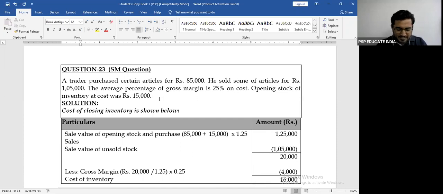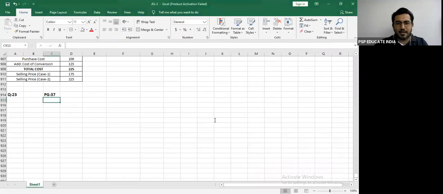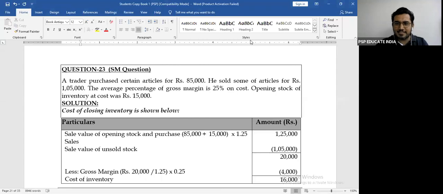Now you would have studied this in the 10th standard. If something is 25% of the cost, how much of the selling price? Quickly on the chat box. If something is 25% of cost, how much on the selling price? 20%? Okay, so we can also take it that way. 20% of the selling price, 25% on cost. 20% on the selling price. Okay, let's move ahead.